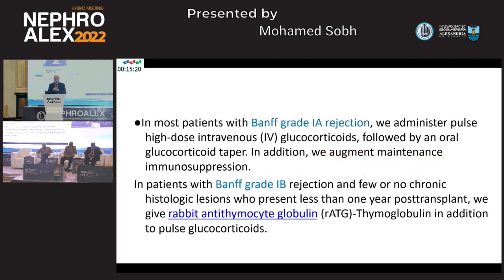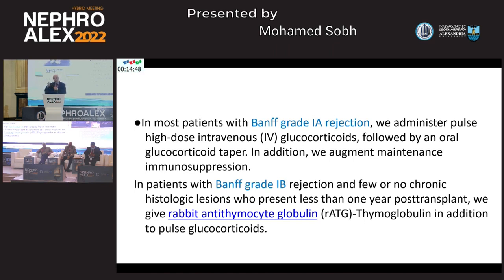But if we come to the higher grades of rejection, most patients with Banff grade 1A, for example, we administer pulse high dose intravenous glucocorticoid. But of course, not a big dose. You give it, for example, 3 days rather than 5 days, of 300 or 500 instead of 500 milligram daily, followed by an oral glucocorticoid. We give 40 milligrams, and you gradually decrease the dose to reach the basal steroid.